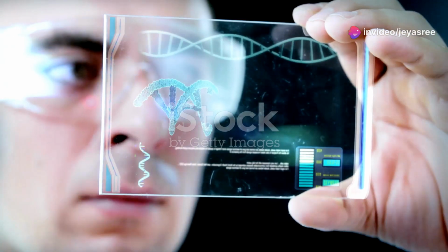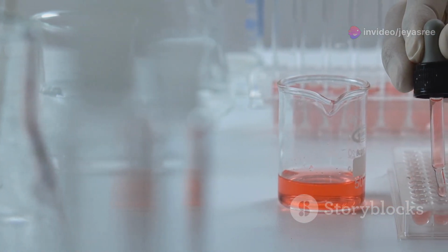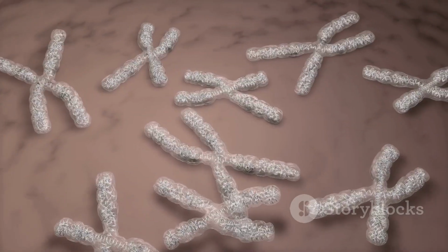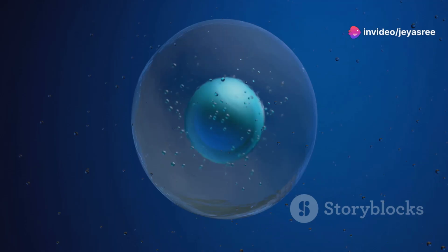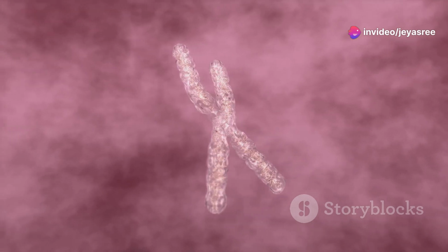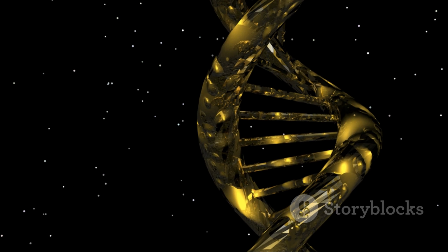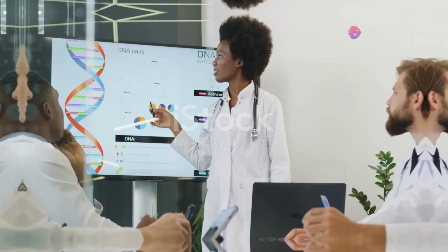But DNA doesn't work alone. It's organized into functional units called genes. Genes are segments of DNA that contain specific instructions for making proteins, which are the building blocks of life. In humans, DNA is packed into 23 pairs of chromosomes, which are found in the nucleus of almost every cell in your body. Each parent contributes one chromosome to each pair, meaning you inherit half of your genetic material from your mother and half from your father.